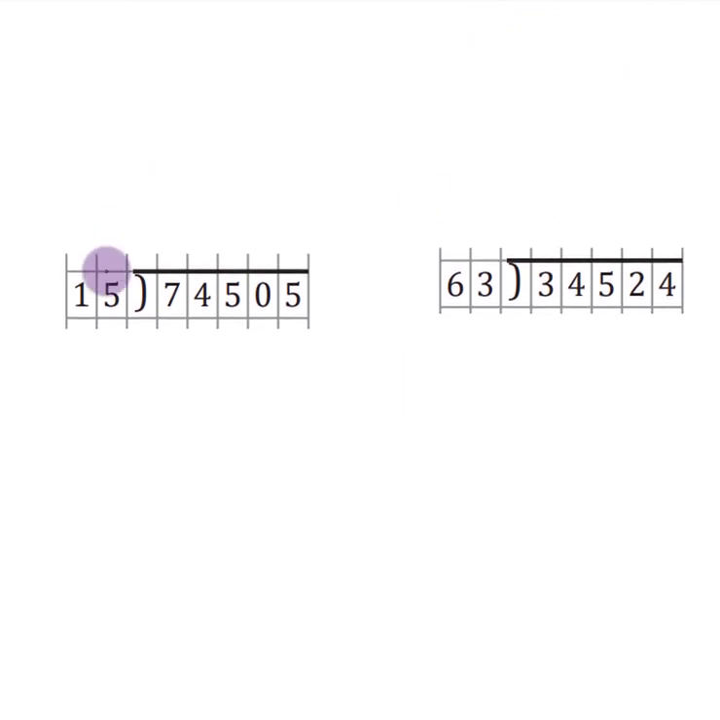So we've got 15 dividing by. So what two numbers multiply to make 15? Well, I could divide by 3, and I could divide by 5. 3 5s are 15. So 74,505. We'll divide by the 5 first. Doesn't matter which way around, but I know 5's easier.